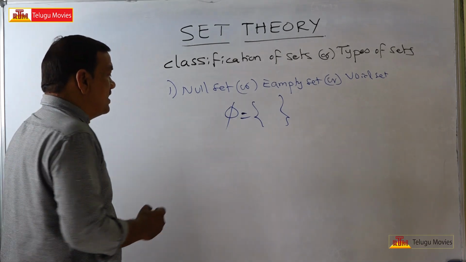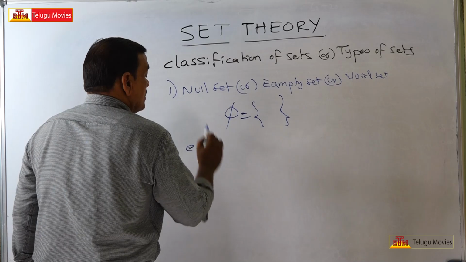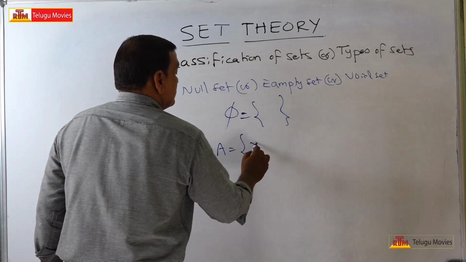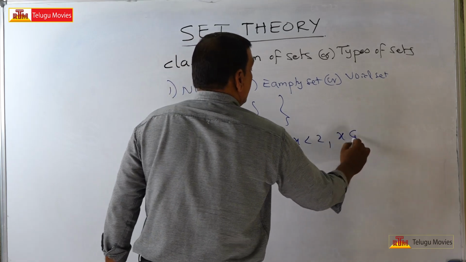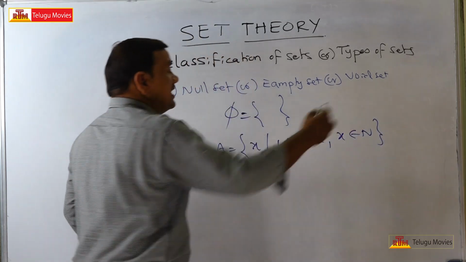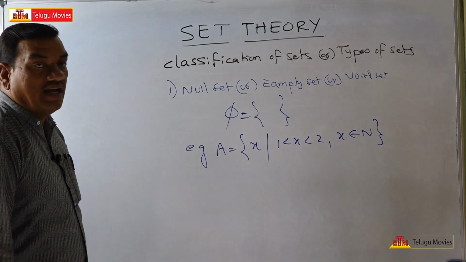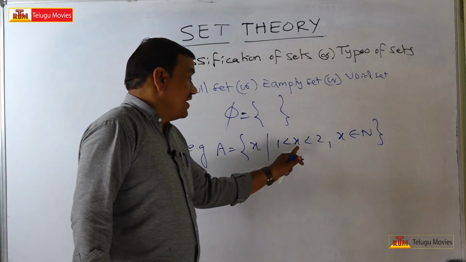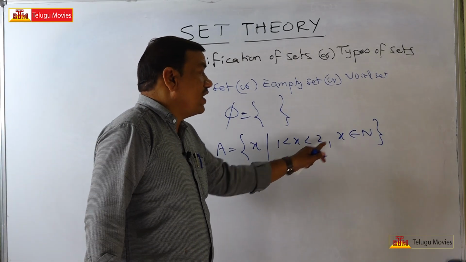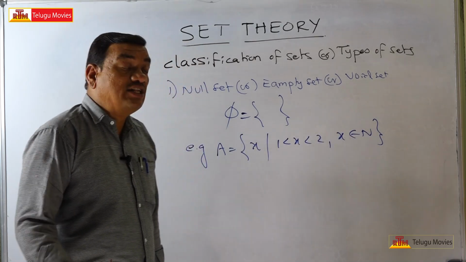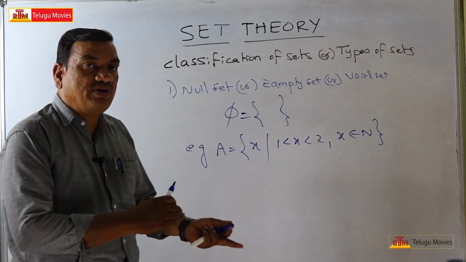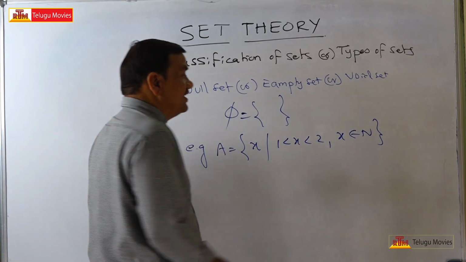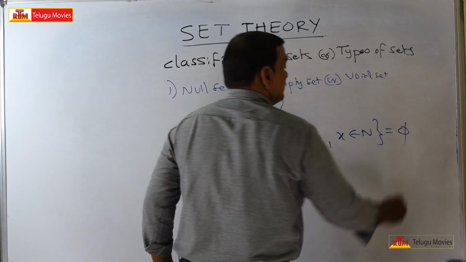Sir, give me one example. For example, A is the set of X such that 1 less than X less than 2 and X belongs to the natural numbers. Tell me, does the set consist of any elements? No. Why? Because X should lie between 1 and 2 and X is a natural number. Is there any natural number between 1 and 2? No, no natural number exists between 1 and 2. Therefore, set A is a null set.